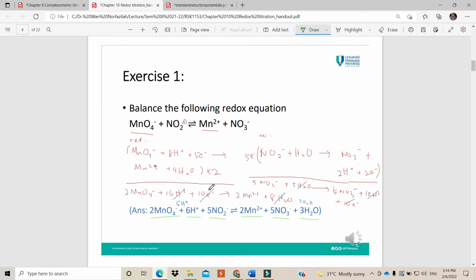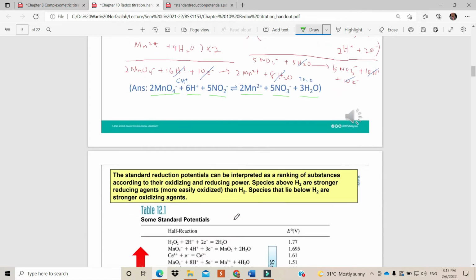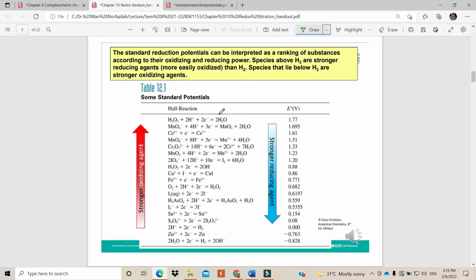Okay, after the number of electron already the same, now look at the same component, whether both of them are at the right or at the left. We need to total them up. If they are at different place, one in the left and one in the right, you need to cancel them. Okay. And last one, you will get the balanced redox equation. So don't worry, this standard potential will be given. Okay. So in this case, you are given the reduction again. So gain electron is reduction.